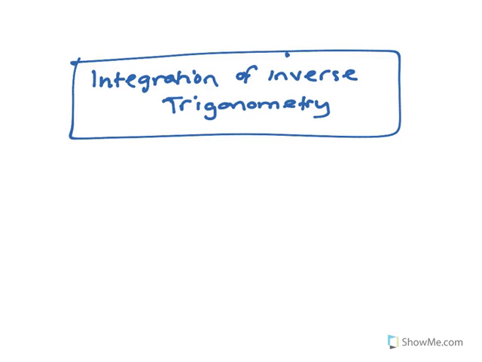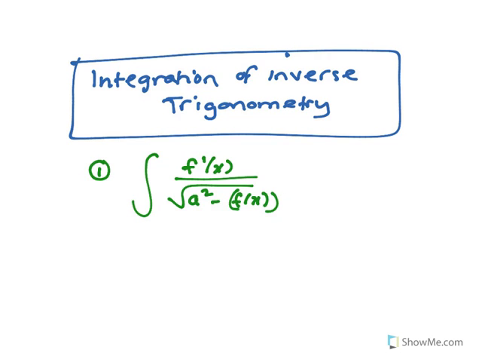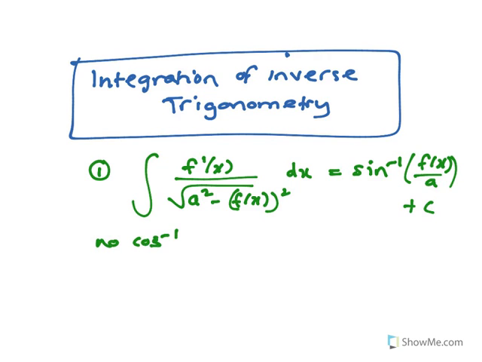Okay, just going to look at integrating inverse trig functions. So I'll just run through a few of the rules. If you go into the formula sheet, you'll see this: f dash x over the square root of a squared minus f of x squared dx. So that one's the sine the minus 1 function. You also notice on the formula sheet there is no cos the minus 1.